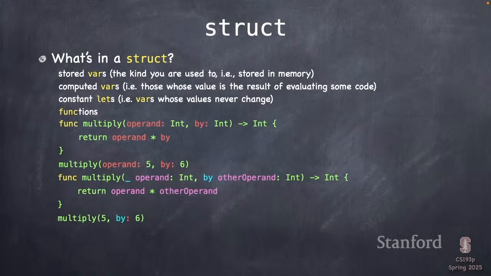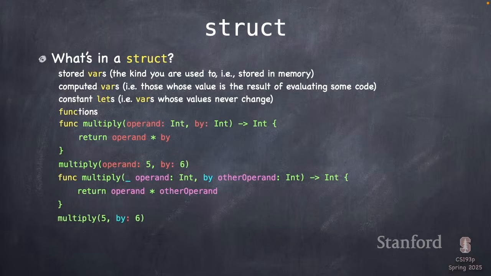And by the way, if you only have one name, then the external name and the internal name are the same. Here, let's look at the "by other operand" first. You can see that as a caller, I can still say multiply 5 by 6, because "by" is the external one. But "other operand" is on the inside, so inside multiply, I say return operand times other operand. And then look at the other one.